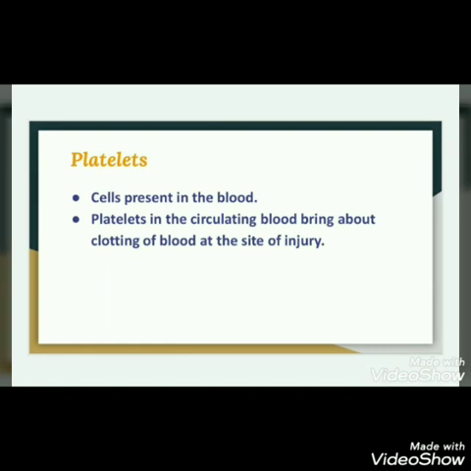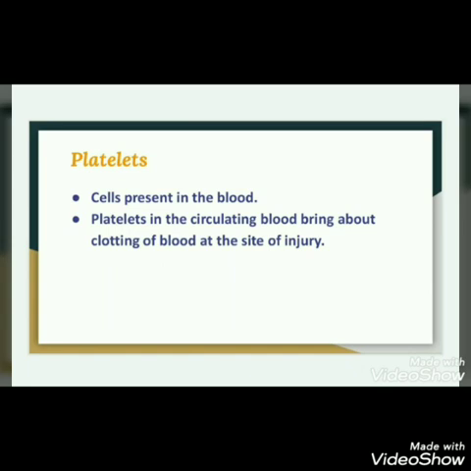Platelets. Platelets are cells present in the blood. Platelets in the circulating blood bring about clotting of the blood at the site of the injury. So, when we have an injury, the blood starts bleeding, and after a few days our injury heals. This is due to the platelets. Platelets bring about clotting of the blood.